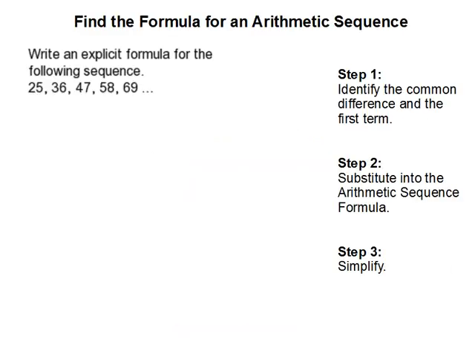Find the formula for an arithmetic sequence. In this problem, we have a sequence that is 25, 36, 47, 58, and 69. And it is an arithmetic sequence, and we're going to find the formula for it.